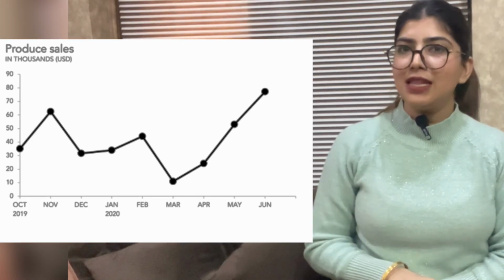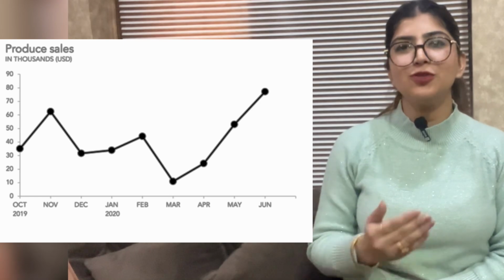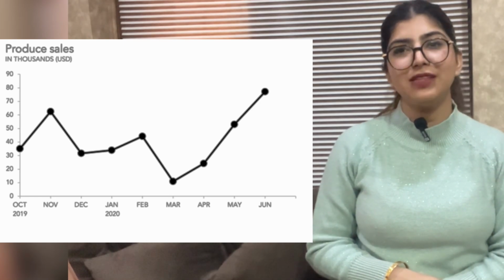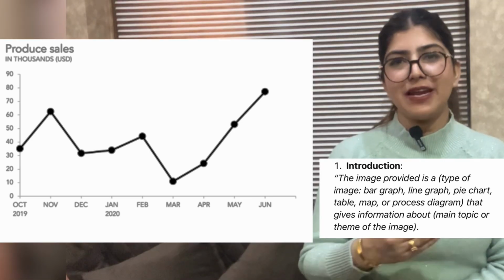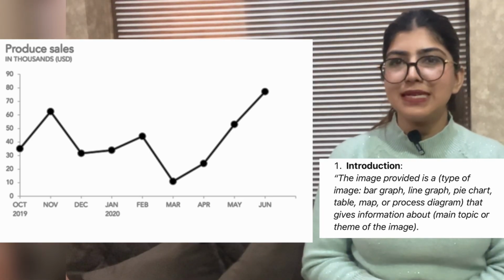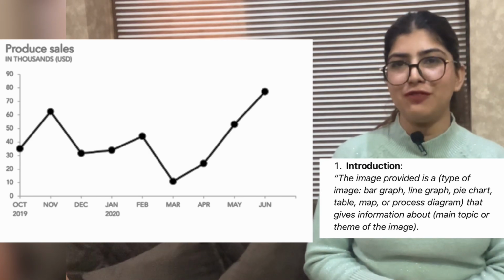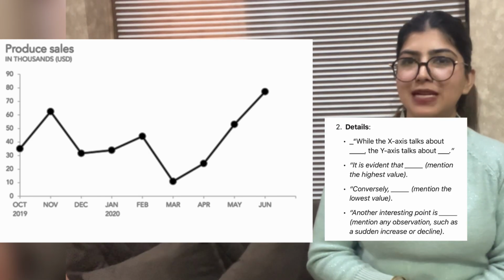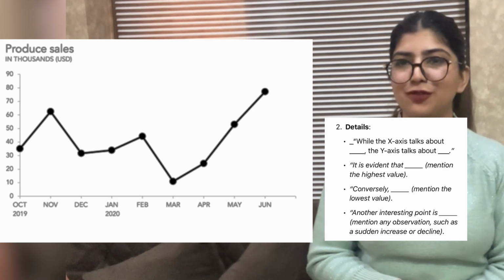Example 2, line graph. Now let's imagine a line graph showing product sales from October 2019 to June 2025 in thousands of USD. My response would be, the image provided is a line graph that gives information about product sales in thousands of USD from October 2019 to June 2025. The x-axis talks about the months and years. The y-axis talks about the sales in thousands ranging from 0 to 50.